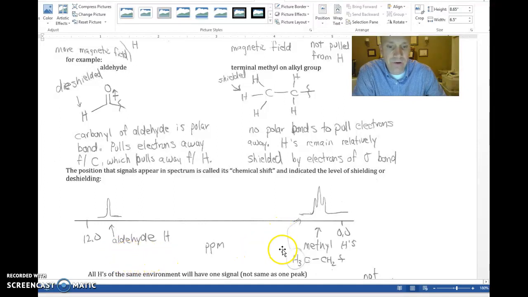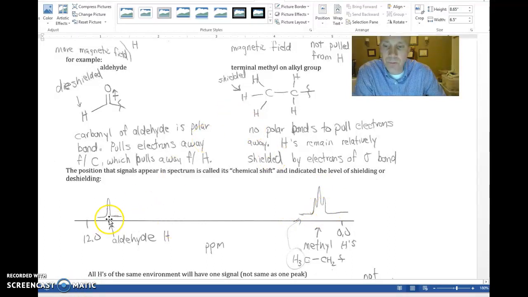And you can draw a right arrow over here and write "more shielded." So the more these electrons get pulled away from the hydrogen, which leads to a relatively exposed hydrogen, the further to the left you're going to see the signals. The more the electrons are left in place and are allowed to surround that hydrogen, the further to the right you're going to see the signals in the NMR spectrum.